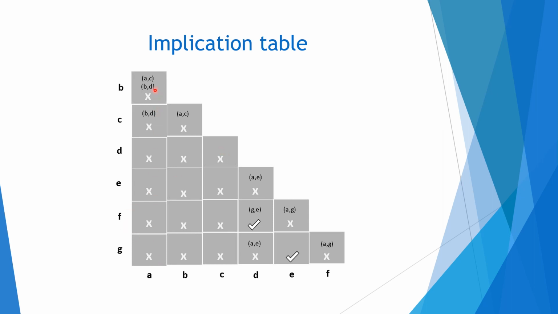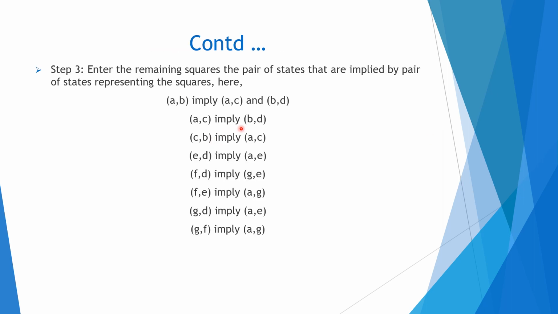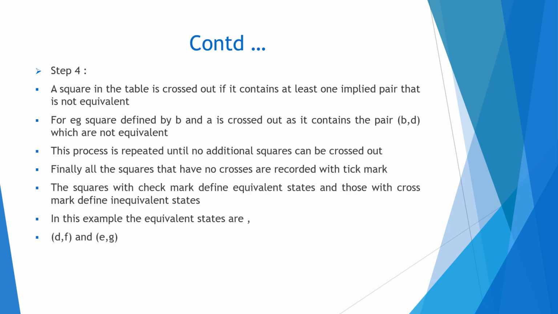And here AB, AC, BD are the next states. So these are the next states of AB. So here you can see AB implies AC, BD, and AC implies BD. You can write it like this. And here you can see D and F are equivalent and G and D are equivalent. In this example, you can find the equivalent states: D, F and E, G.